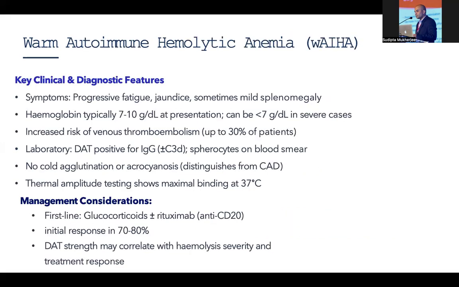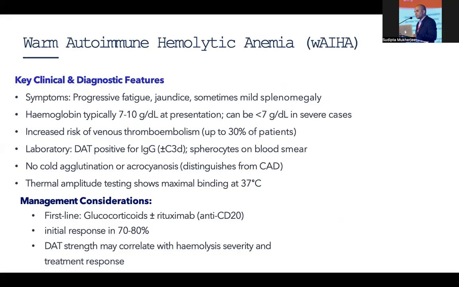If you look at the key clinical features, it mostly presents with progressive fatigue, jaundice, and sometimes mild splenomegaly. Hemoglobin is typically 7 to 10 gram per deciliter at presentation. In severe cases, it can be less than 7. There is an increased risk of venous thromboembolism, as I already mentioned.